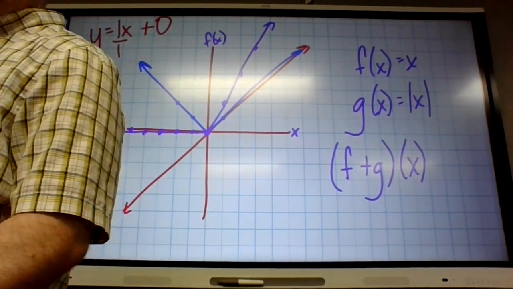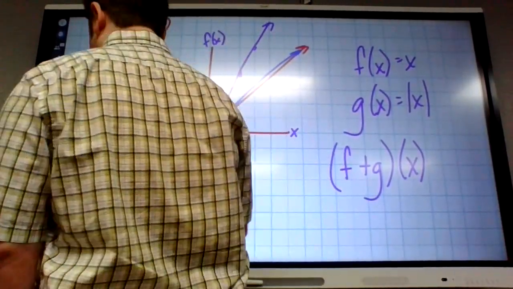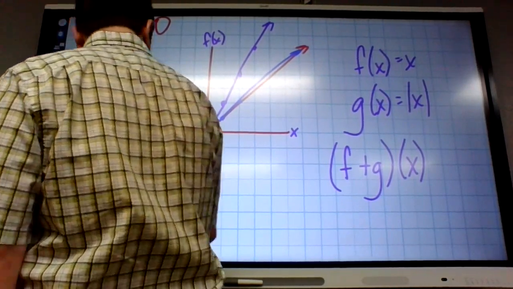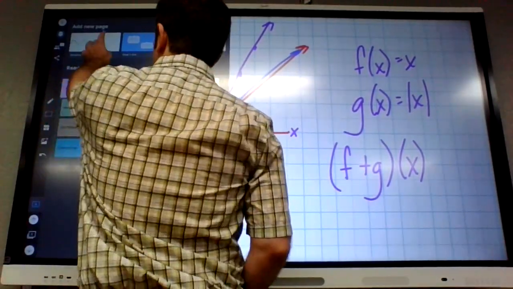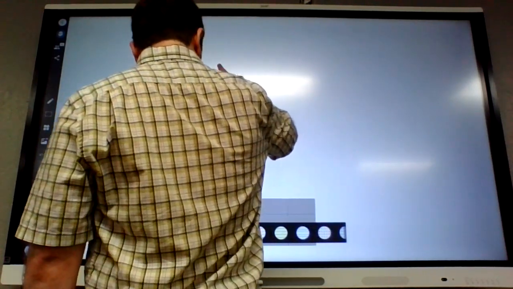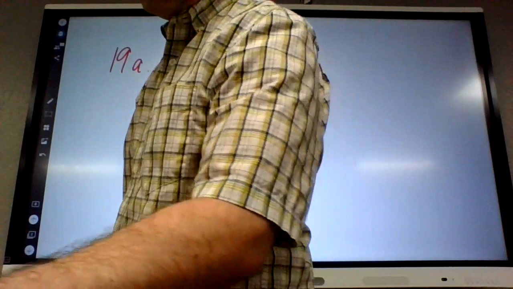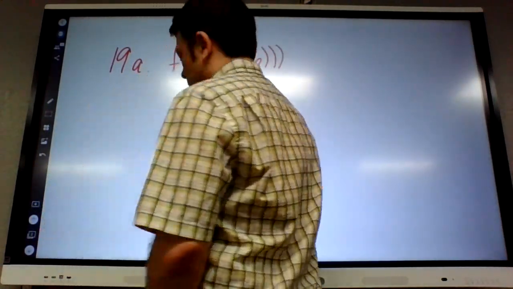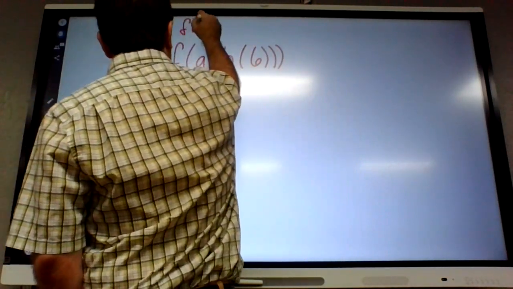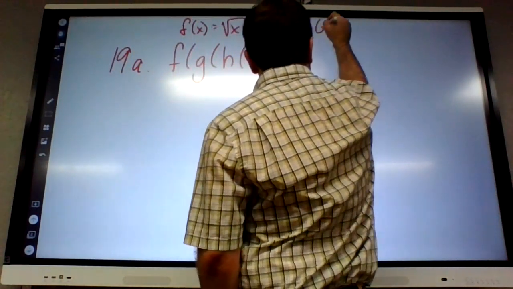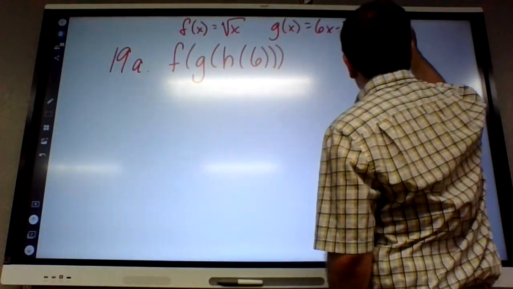Okay, number 19 says, F of G of H of 6. F of X is square root of X. G of X is 6X minus 3. And H of X is X over 3. I just basically wrote the problem down.